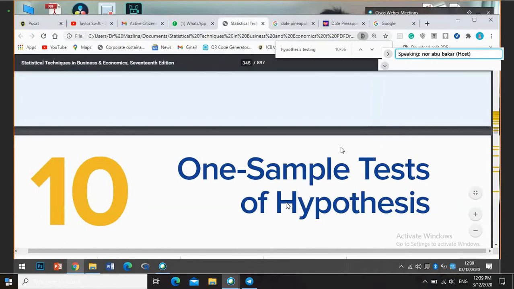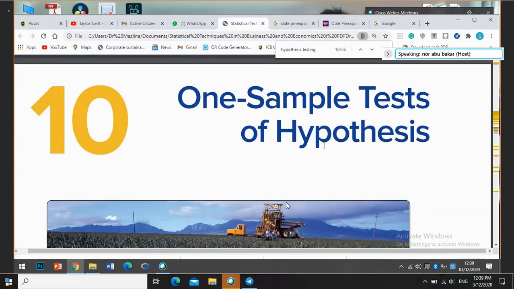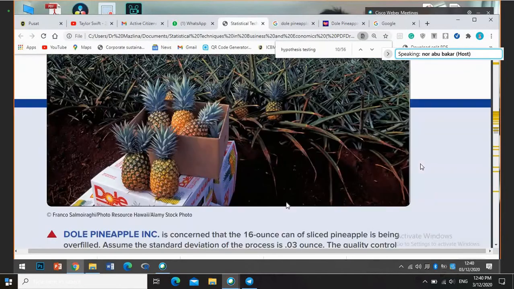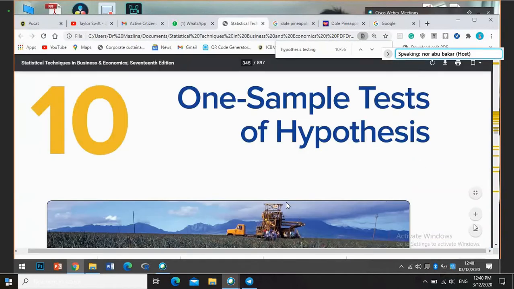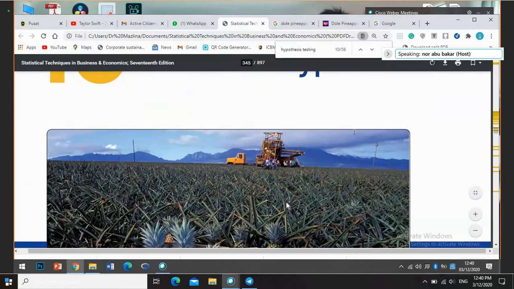Okey? Okay, untuk hari ini, what I'm trying to do is to discuss on one sample test of hypothesis and this is on chapter 10. Jadi, saya cuma nak introduce sedikit dan lepas tu mungkin awak boleh buat 1-2 example and then on Sunday tu kita boleh discuss on a lot more on one sample test of hypothesis. Okay, if you look at the chapter here, chapter 10 on one sample test of hypothesis.